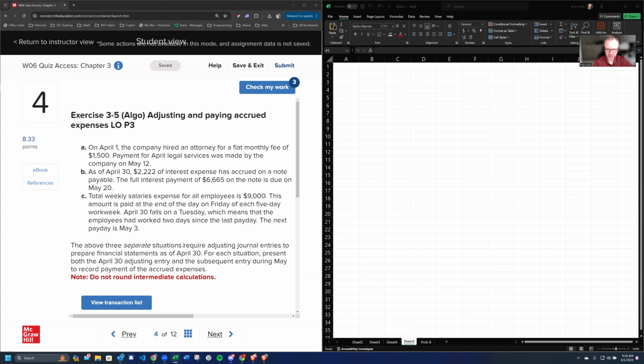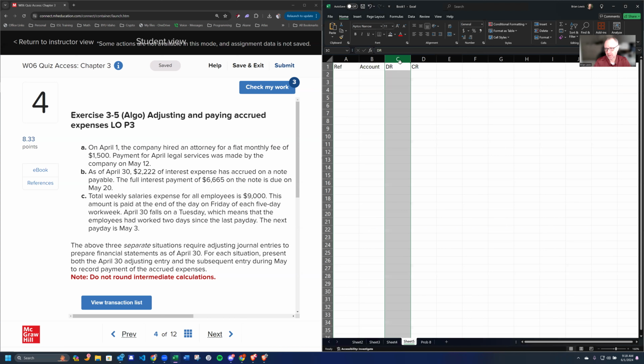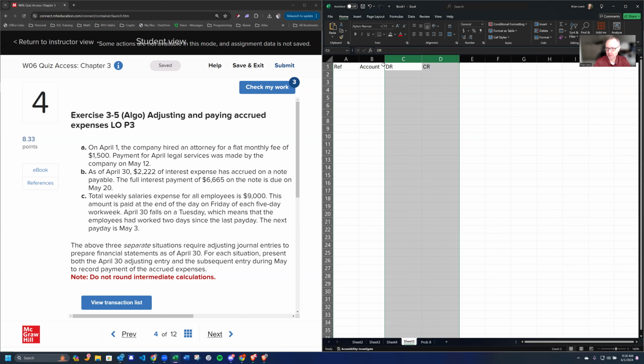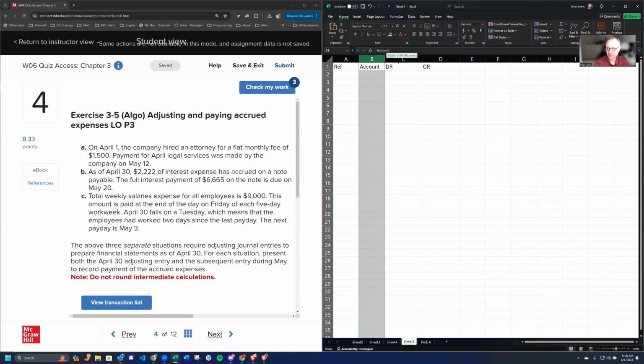The 3 separate situations require adjusting journal entries to prepare financial statements. For each situation, present both the April 30th adjusting entry and the subsequent entry during May to record payment of the accrued expenses. Okay. So let's do reference, account, debit, and credit. Let's make these, I guess I could just have a standard one of these, couldn't I? And that way I don't have to recreate them every time, but that would be too easy.